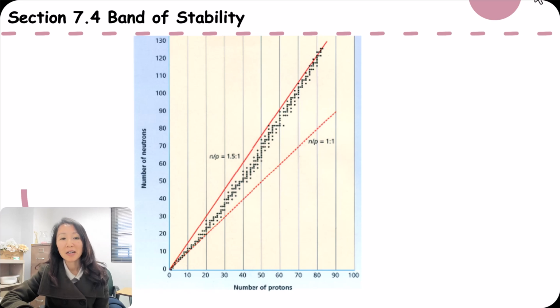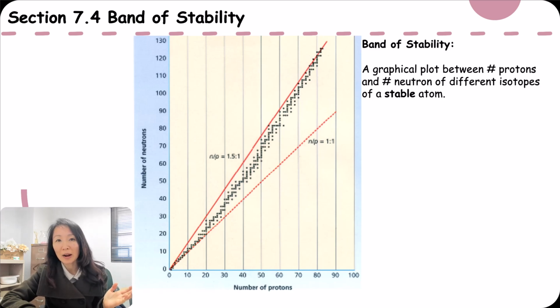In this video, we'll cover band of stability. The band of stability is something that you can see within this graph. Let's go in with the definition along with describing this graph.